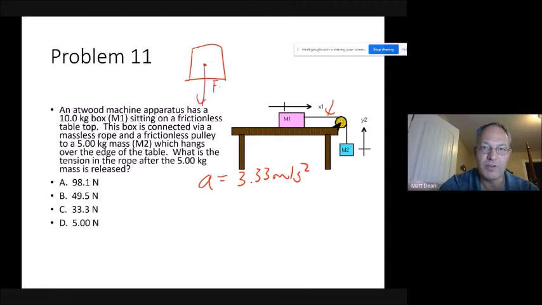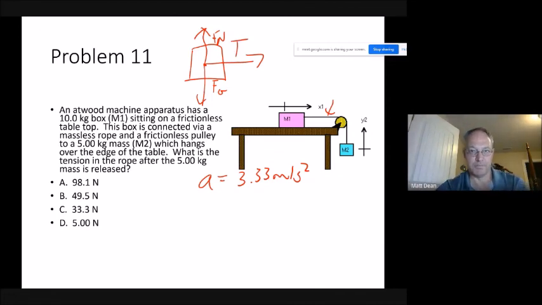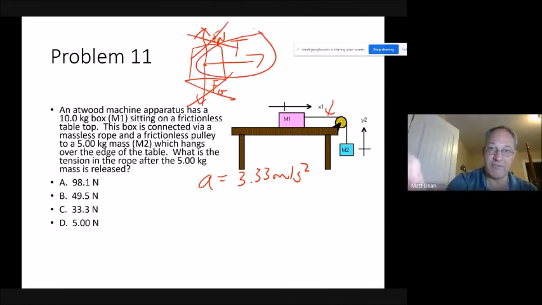So we've got a force of gravity acting downward. We've got a normal force acting upward. And then we have this tension force acting to the right. And what I hope you realize is this force of gravity and this normal force, they cancel each other out, which means the net force acting on box M1 is the tension. The tension in the rope, the pull in the rope is the net force acting on box M1.